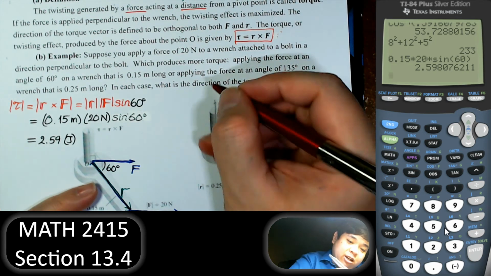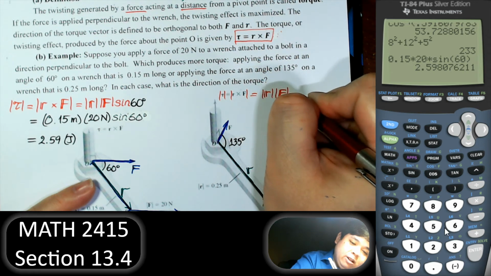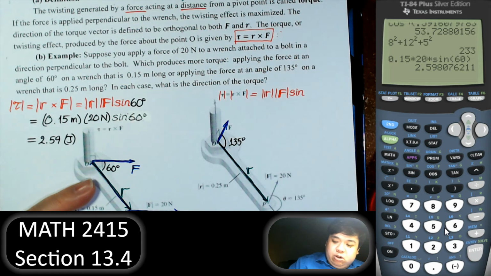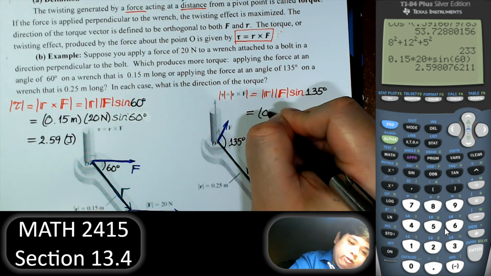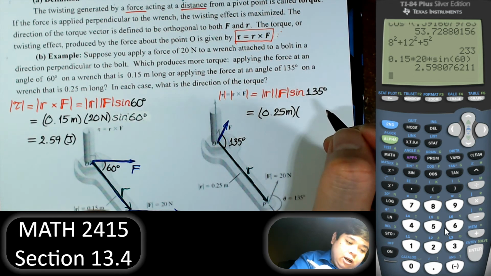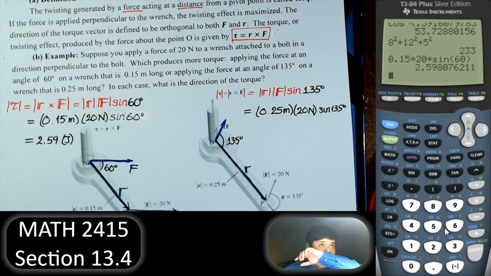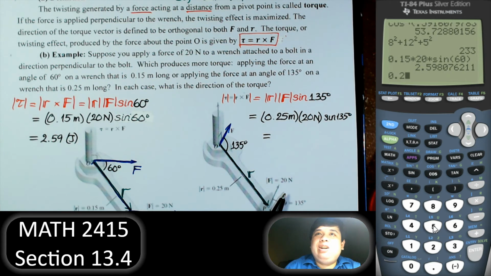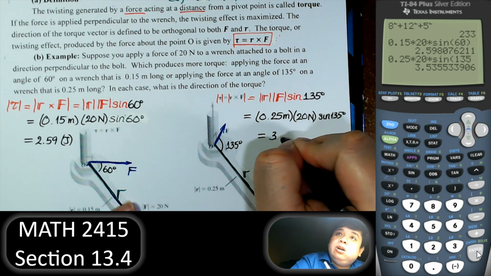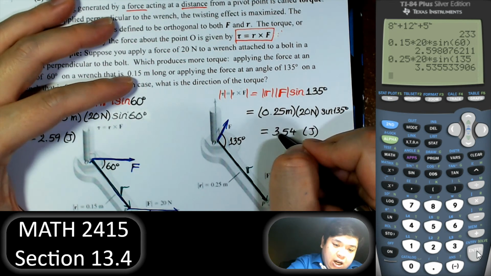Right, and then we do the same thing here. The total magnitude of R cross F is the magnitude of R times the magnitude of F times the sine of the angle. This time the angle is 135 degrees. So R is 0.25, the magnitude of force is 20 Newton, and sine of 135 degrees. By the way, this is in degree mode. 0.25 times 20 times sine of 135 is 3.54 joules. So this one has more torque than that because the magnitude is bigger. Both of them point in the same direction.